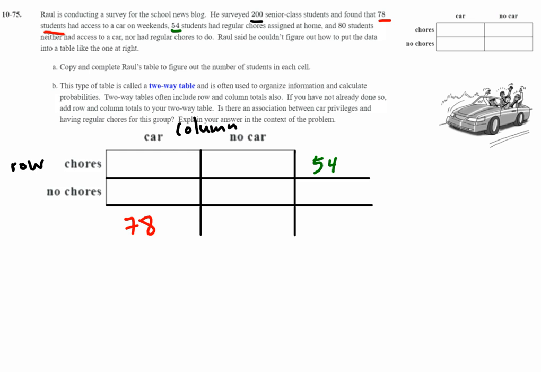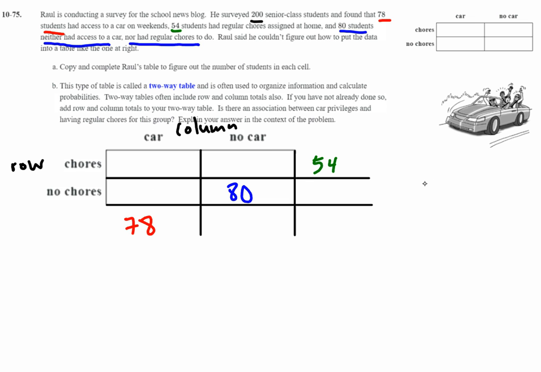Now, the last piece of information they gave me was that 80 students neither had access to a car nor had regular chores to do. So that's a no and a no. So we have 80 people that don't have a car and don't have chores.